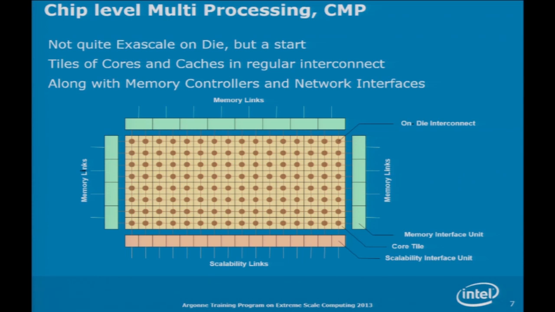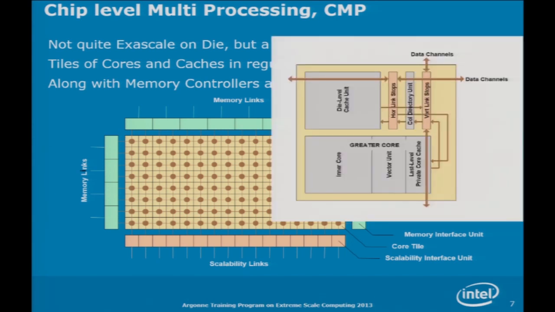Well, if you're going to design a chip with many billions of transistors, they better look mostly alike. And so you stamp out, you organize these cores in a mesh or in an array of tiles, and you line them up with some memory controllers and network interfaces along the edges. Each of the tiles may look something like this.